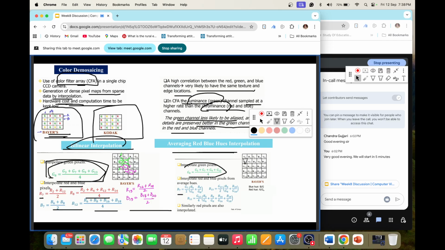So we have (B6 + B8) / 2 that we can write, but instead of (B6 + B8) / 2, we write it as G7 / 2 times (B6 / G6 + B8 / G8). Okay. Similarly, you can calculate for B13, B12, etc. So that is the second interpolation, that is averaging red and blue interpolation. Similarly, you can calculate for this red pixel.